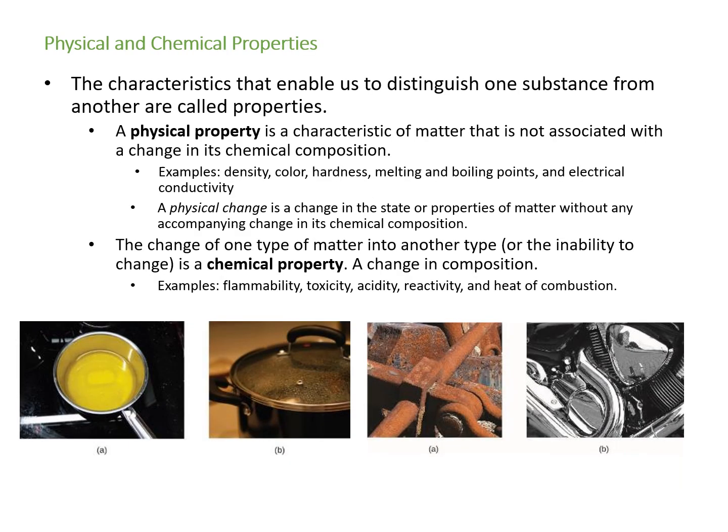The characteristics that help us to distinguish one substance from another are called properties, and that can be divided up into physical and chemical properties. Physical properties are the characteristics of matter that are not associated with a change in the actual chemical composition. So this will be things like the density, the color, the hardness, the melting and boiling points, electrical conductivity.